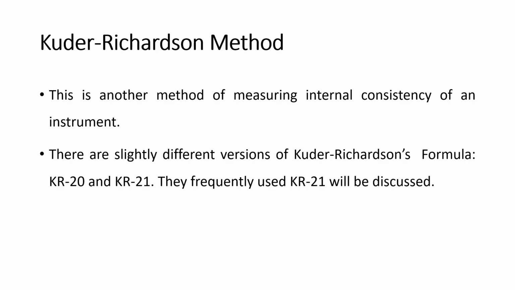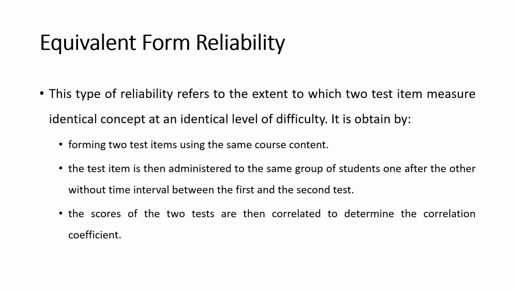Another method by which we can derive reliability of an instrument is what we call the equivalent form reliability. Equivalent form reliability is a type of reliability which refers to the extent to which two test items measure identical concepts at an identical level of difficulty.